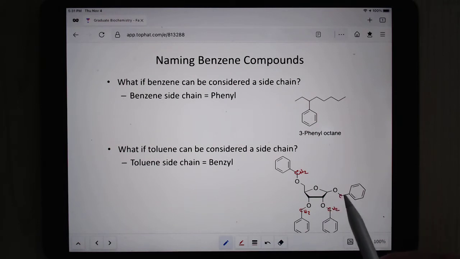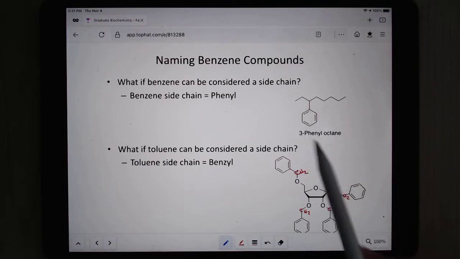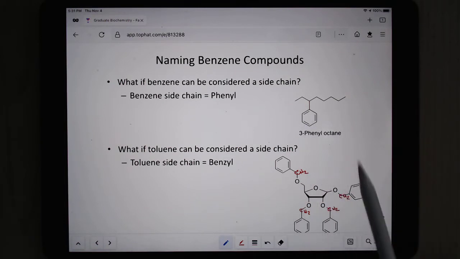Here, the main chain would be this sugar molecule here. It turns out that benzyl was named before they realized there was that CH2, because when they were trying to isolate these compounds, it was from the soot left behind from gas lamps in London streets, and they didn't realize that there was a CH2, and they named it before they understood what it was, and then they never got around to changing it back. But here we have a phenyl group directly on the main chain, and the benzyl is here.